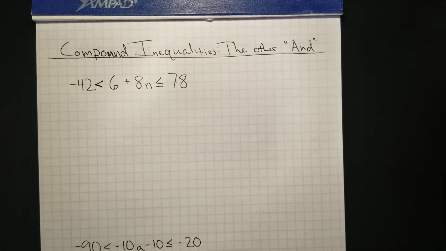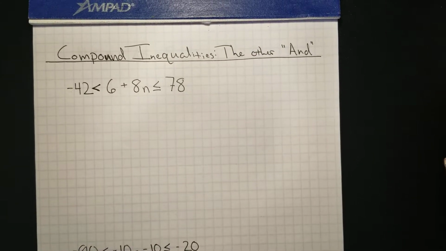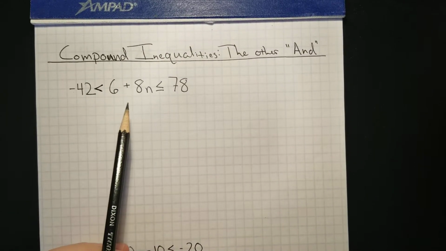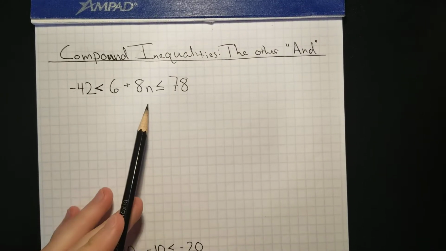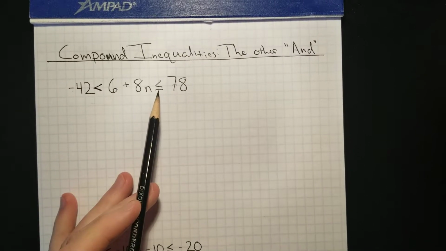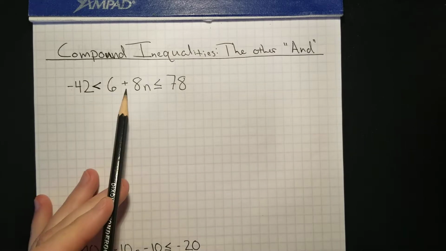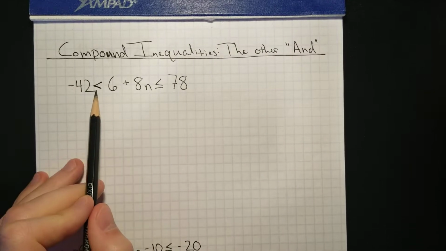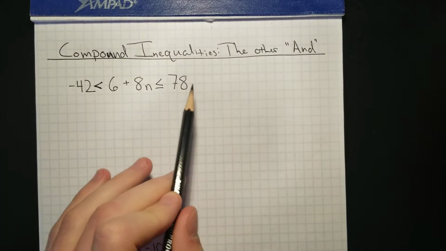All right, today we're going to be going over compound inequalities again, but we're going to change things up a little bit. It's not a different type of compound inequality. This is just a different way to represent an and inequality. We're going to go over how to do this kind of three-section inequality. You may notice that there are two inequality signs in this whole thing.